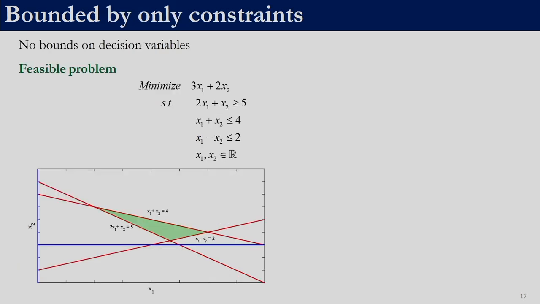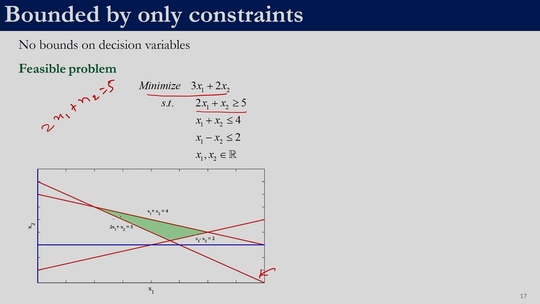In the previous example, we had seen the decision variables were explicitly bounded. However, it is not necessary that the decision variables need to be explicitly bounded for the problem to be a bounded problem. So the objective function is minimize 3x1 plus 2x2. The constraint is 2x1 plus x2 greater than or equal to 5. So we do the same thing: we take it as 2x1 plus x2 equal to 5, and then take two values of x1, calculate the values of x2, and we'll be able to plot this line, right?